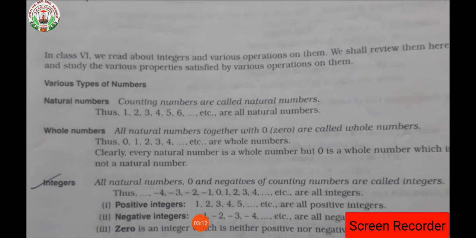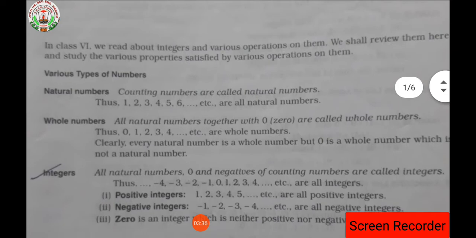Clear everyone? But students, the common thing between natural numbers and whole numbers is what? Both are counting numbers. One is without 0 and another one is with 0. Without 0 is a natural number, with 0 is a whole number. Clear everyone? Now let's see about integers.